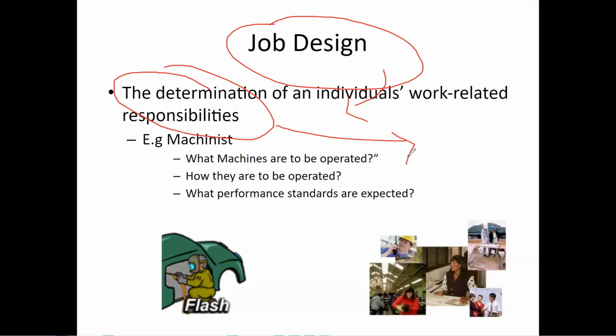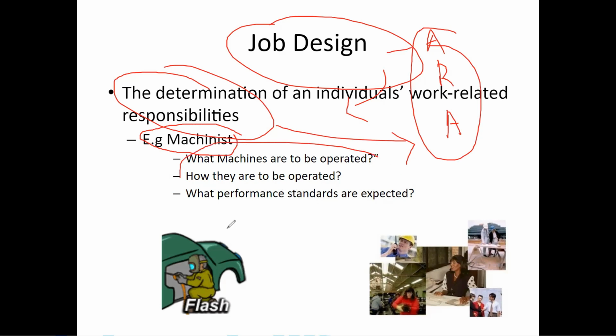Not only the responsibilities, but also the other things as I told, right? Basically activities, responsibilities, and authorities. For example, if you take the machinist job, suppose that you have to employ a machinist job in your organization. Now you have to determine what machines are to be operated in that job, how they are to be operated, what performance standards are expected, right? So those things need to be considered.